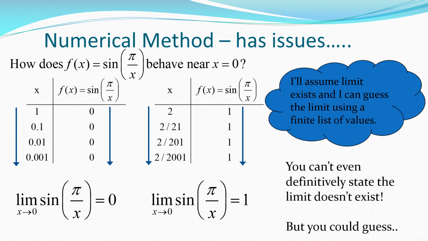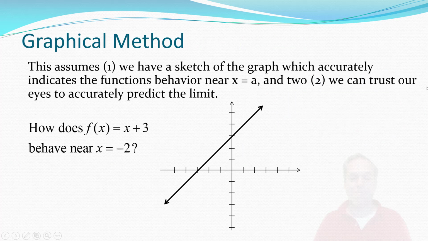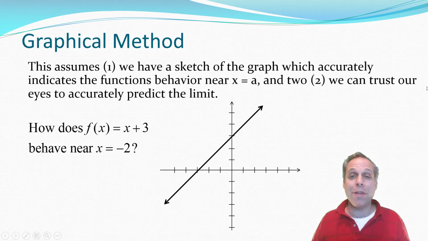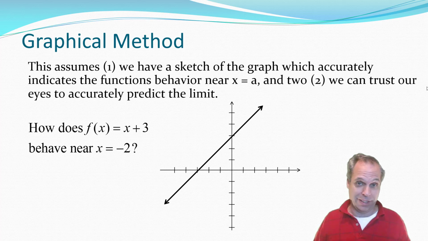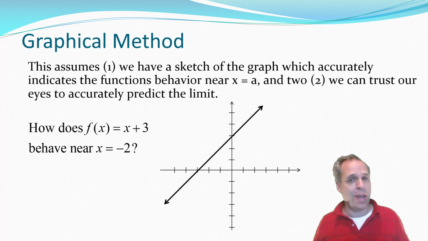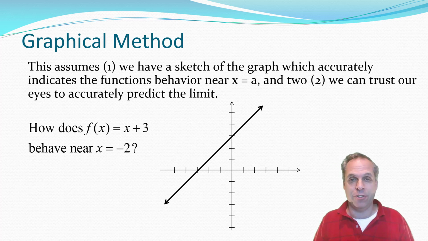In fact, you can't even say that, because the list you used was a finite list. Maybe if we got even closer to 0, all the function values would get close to something else, like maybe a half. In fact, though, in this case, this limit actually doesn't exist at all. It's just that we can't use this technique to prove it. Obviously, the numerical method has some disadvantages. The large one would be, of course, that we're assuming the limit exists, and second, that we can observe the limit value by looking at a finite number of function values.